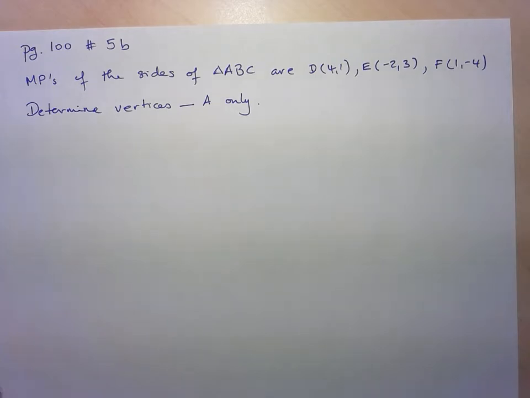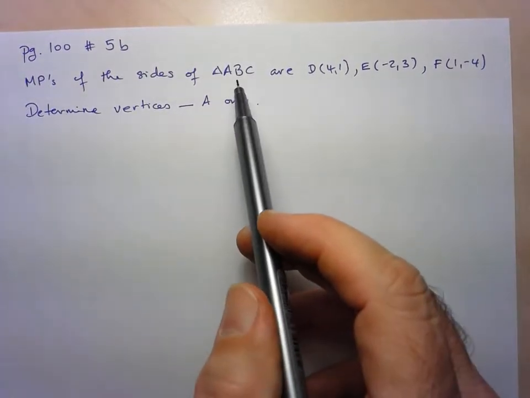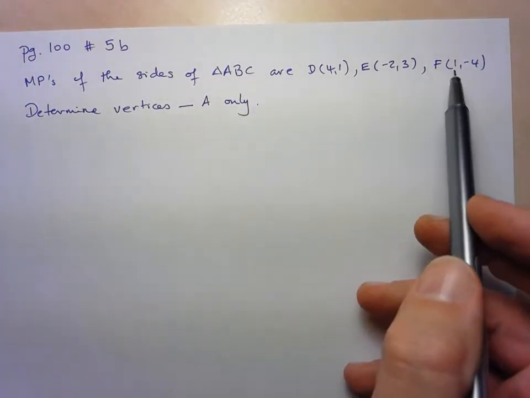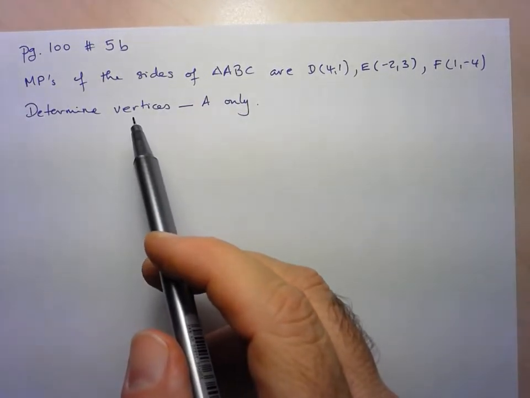Hi folks, we're going to take a look at the solution to 5b on page 100. What they give you here are the midpoints of the sides of a triangle. So here they are, and they want you to determine the vertices of the triangle. And I asked you to just determine A.